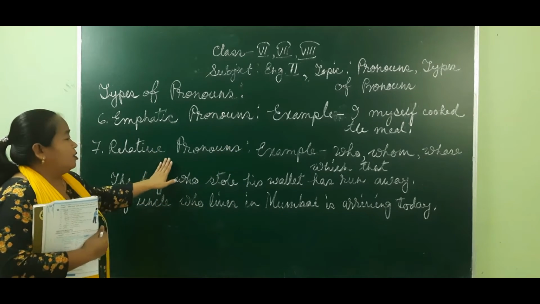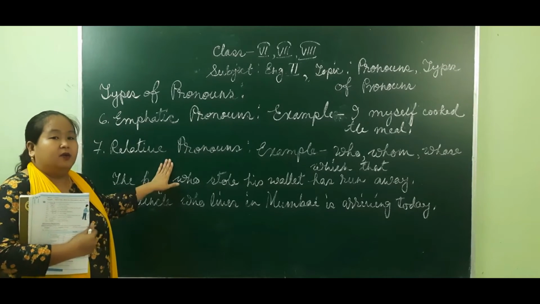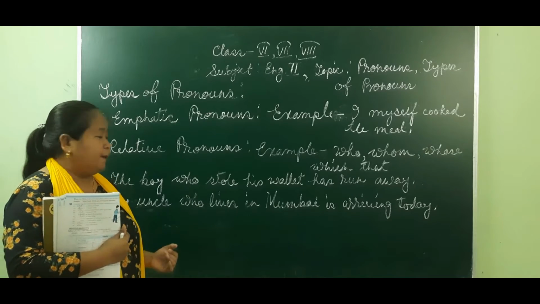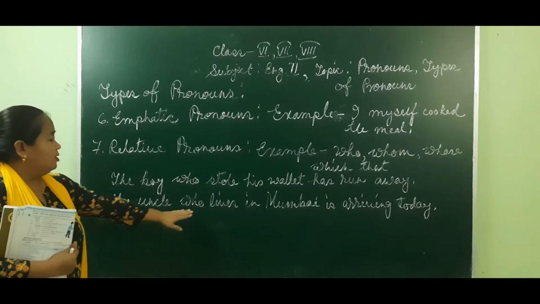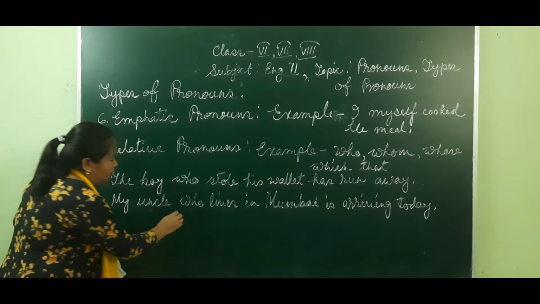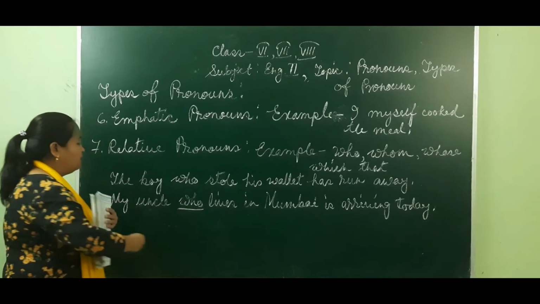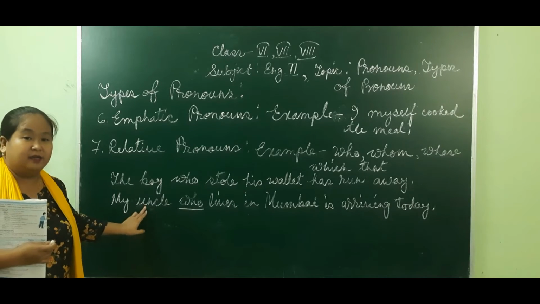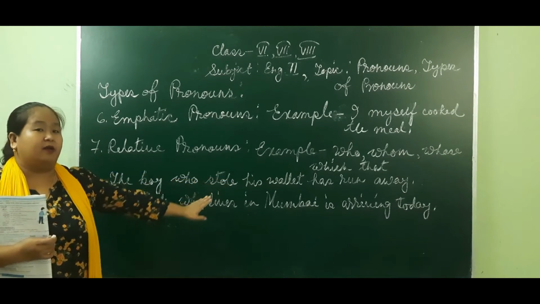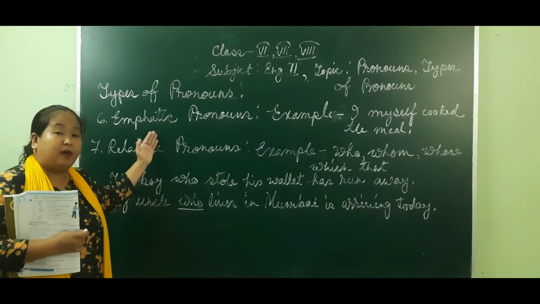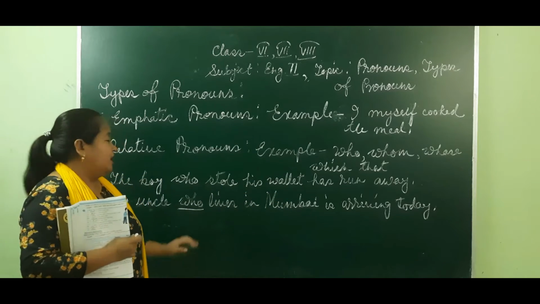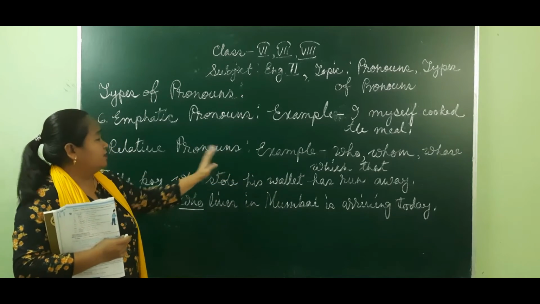Relative pronouns are also used to add more information about the noun that is already mentioned earlier. Example: my uncle who lives in Mumbai is arriving today. Here who is a relative pronoun referring to my uncle. Who lives in Mumbai gives you more information about my uncle. So these are the examples of relative pronoun.